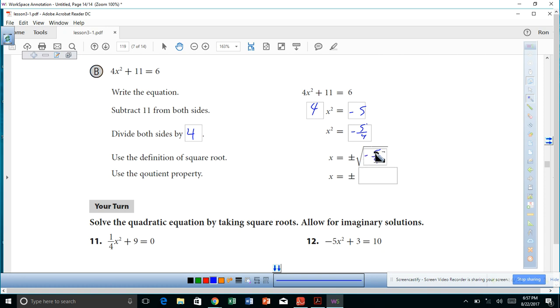And it's going to give us the square root of 5 over, and the square root of 4, it's 2, and then i. Okay.